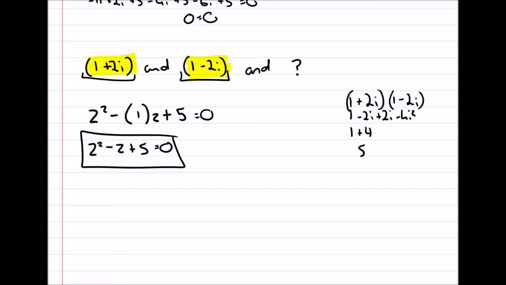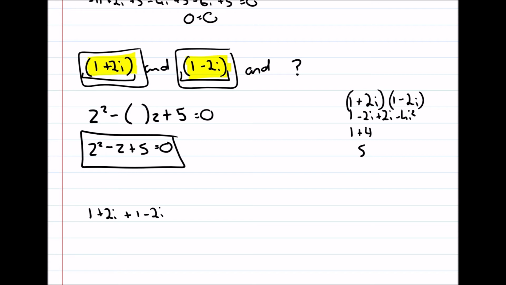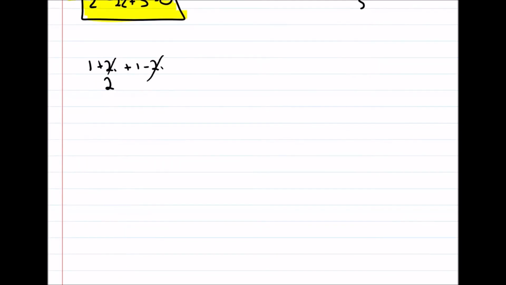Actually, sorry, I made a mistake there. The sum of these roots isn't 1, it's 2. I'll just do it out here: 1 plus 2i plus 1 minus 2i. They cancel. 1 plus 1 is 2, not 1. Okay, so it's actually 2z. So there's my quadratic. Now all I have to do is divide that quadratic into the cubic.